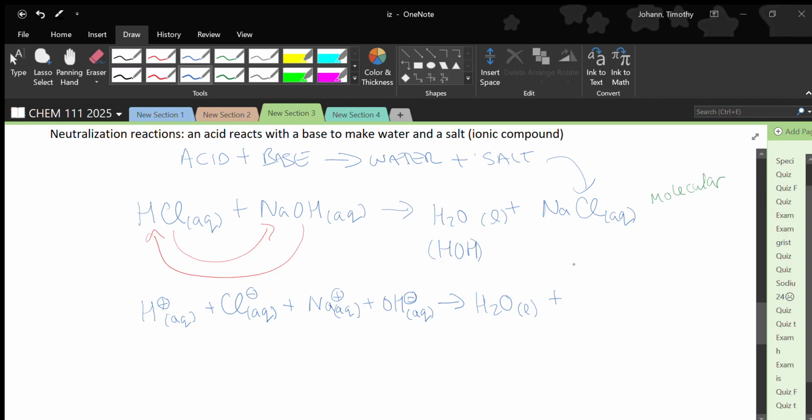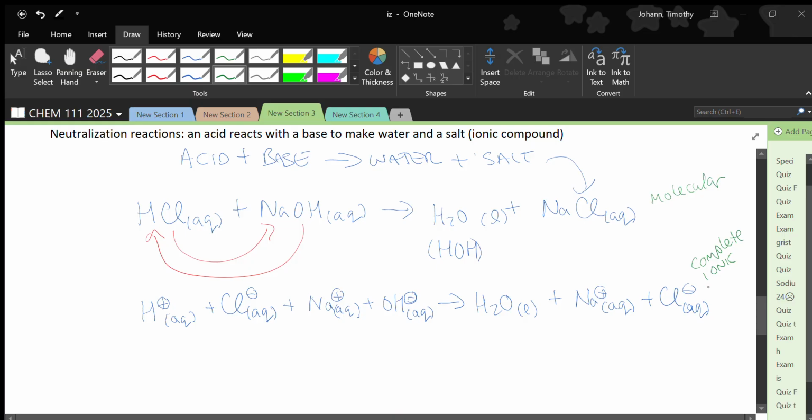Then we'll take sodium chloride over here. Sodium plus aqueous plus chloride minus aqueous. Okay? And this is a complete ionic equation. Okay, complete ionic equation there.